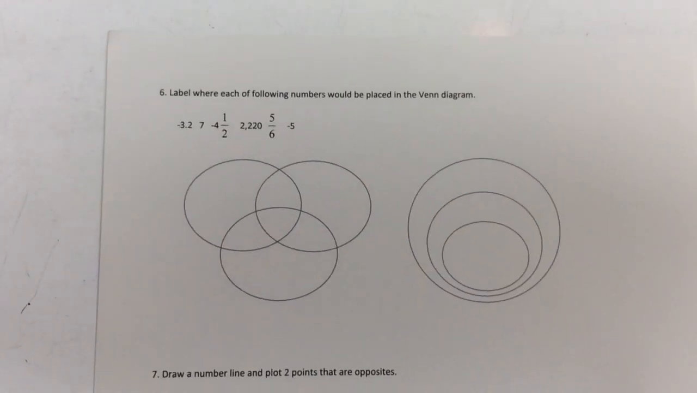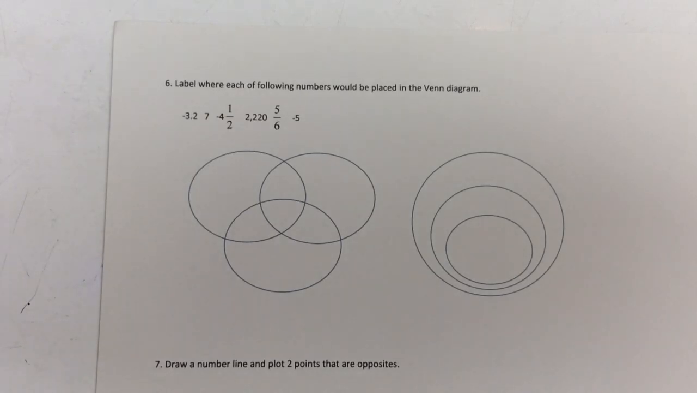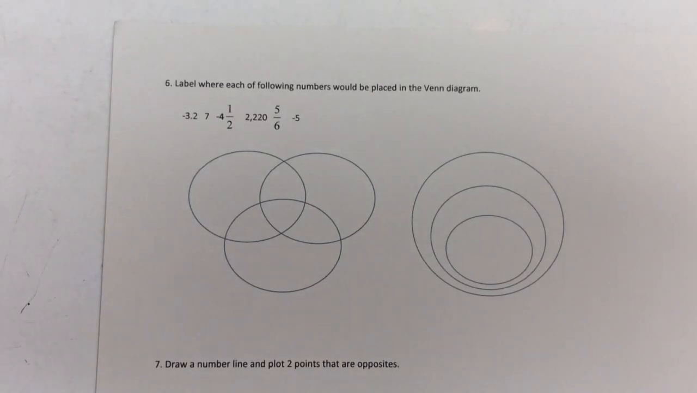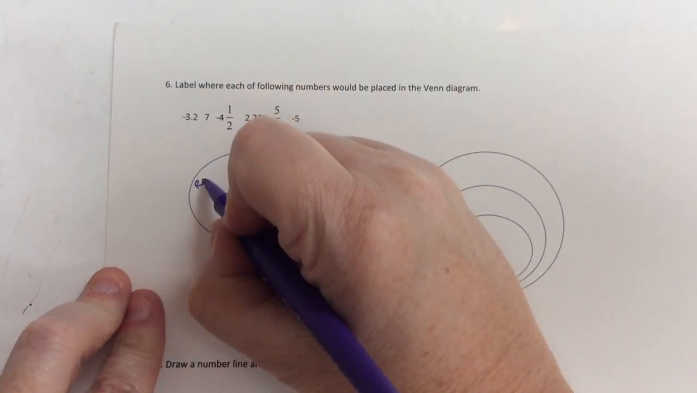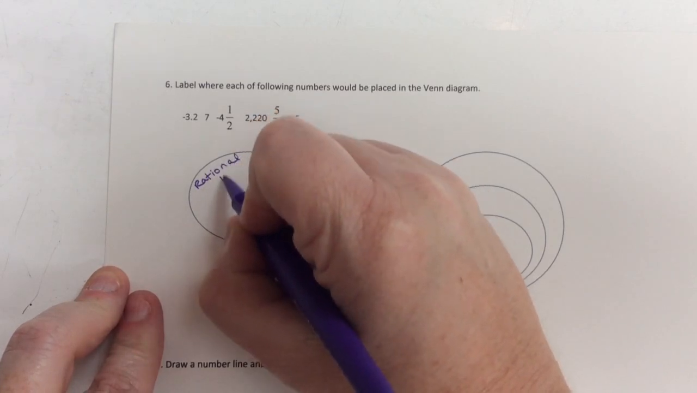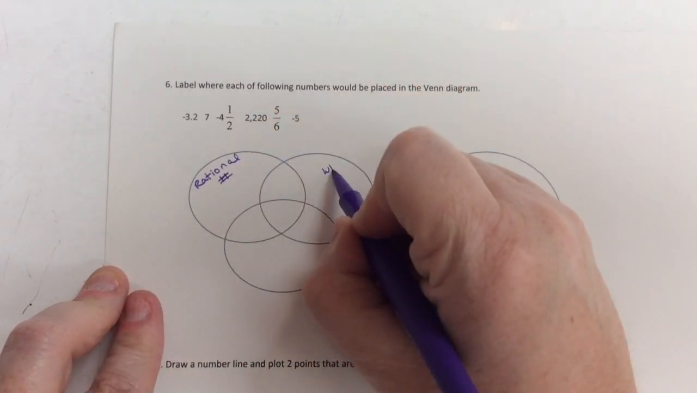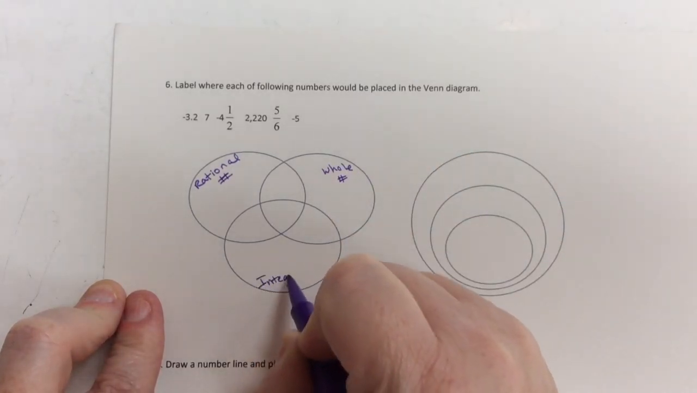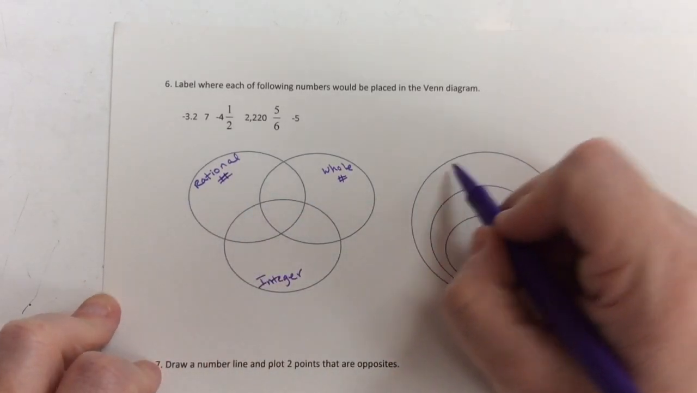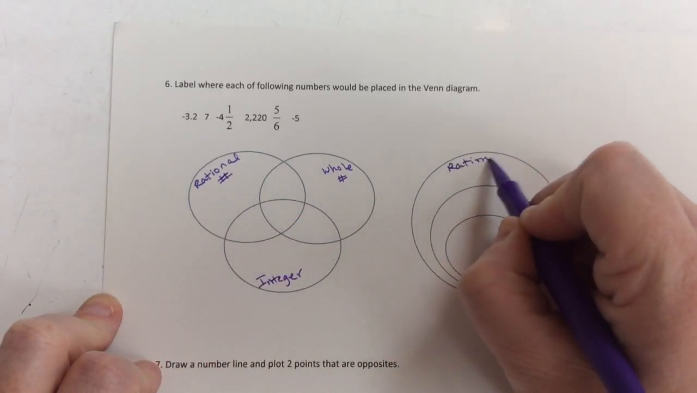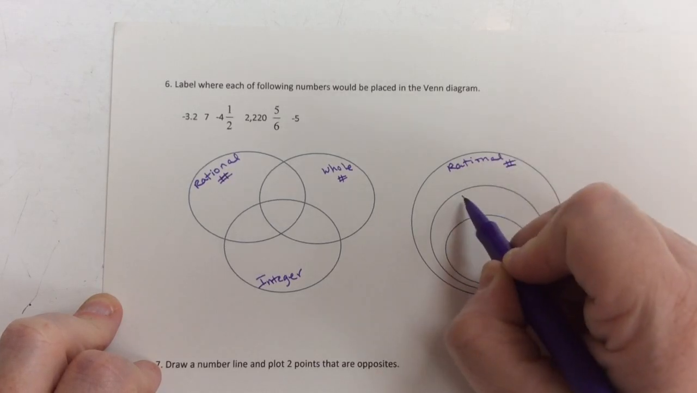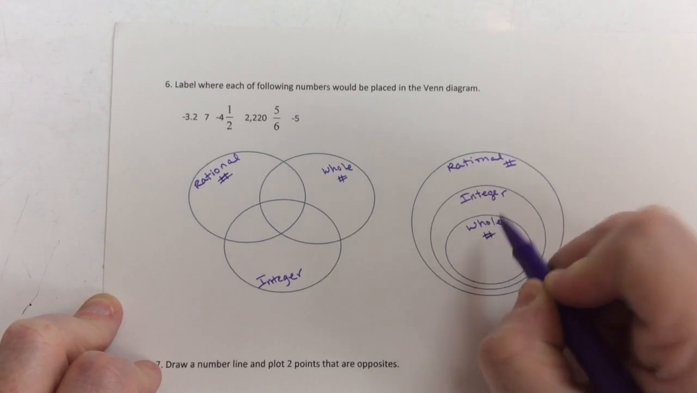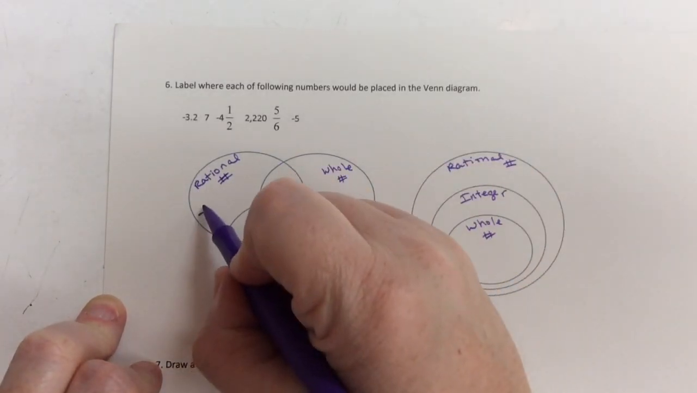Okay, number 6. So right here, we're going to label these and put them on our Venn diagram. Okay, so I'm going to put rational number here. Let's say put whole number and integer. It really doesn't matter which ones go where, as long as you put them inside the right spots. Okay, so rational number, integer, and whole number. Okay, negative 3.2 is a rational number only.